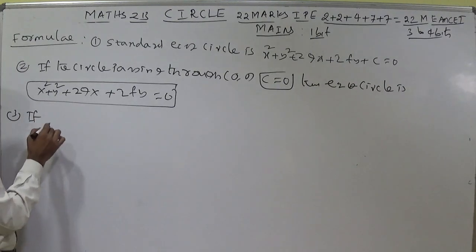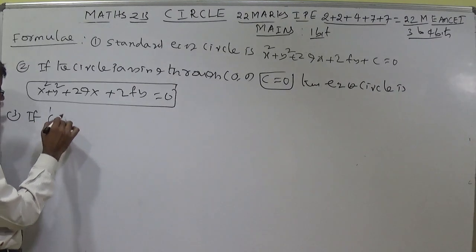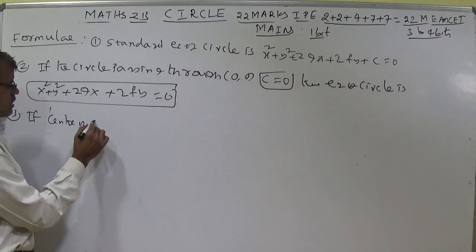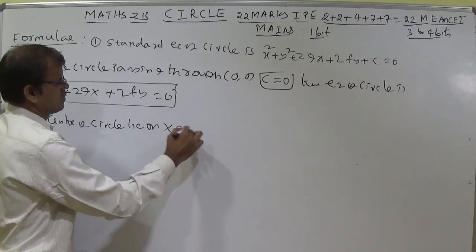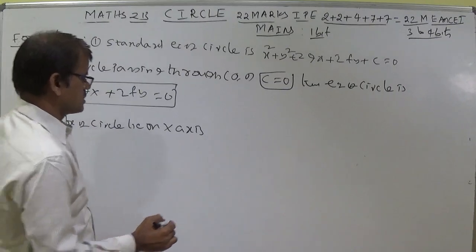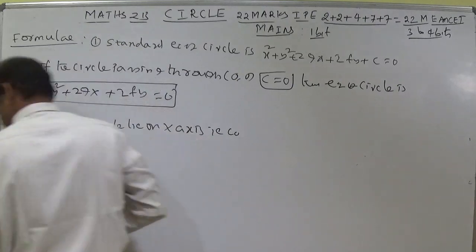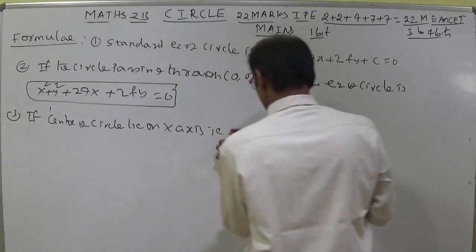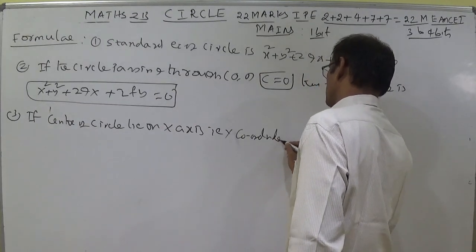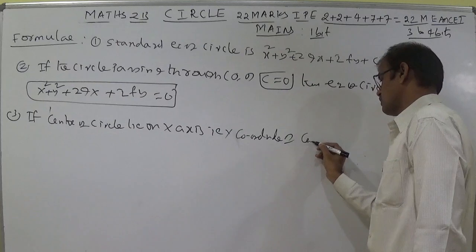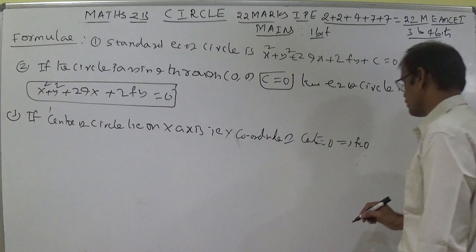Next, I am writing, if the center of the circle lies on the x-axis, that is, the y coordinate of the center is 0. That implies f is equal to 0.